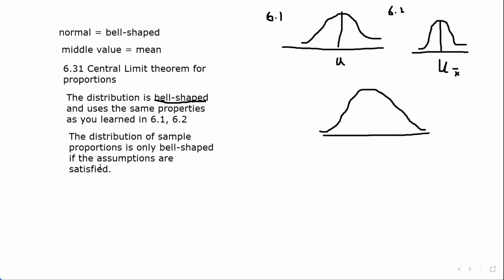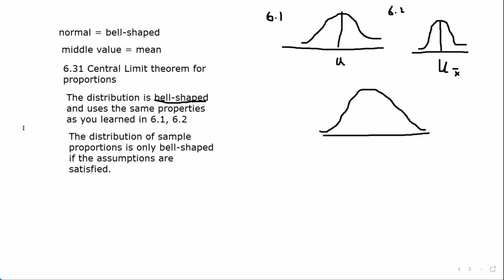Yeah. Now here's the thing. This was mu sub x. This distribution in 6.3 is not a mean. Now it has a mean, right? Because it's a bell-shaped curve, so it has to have a mean and a standard deviation. But it's not a distribution of means, it's a distribution of proportions, right?